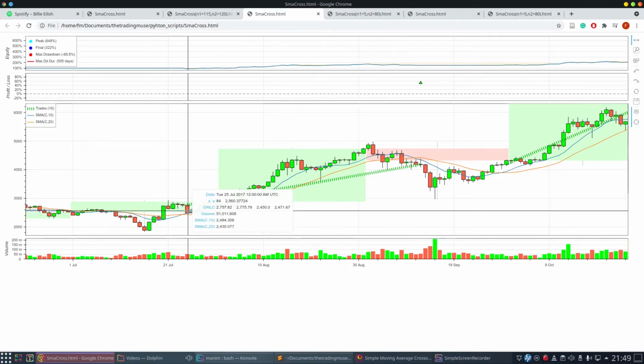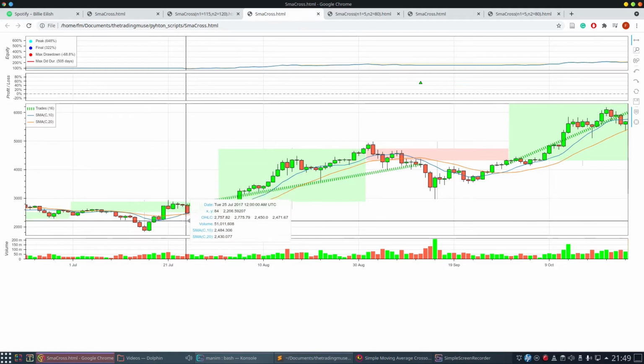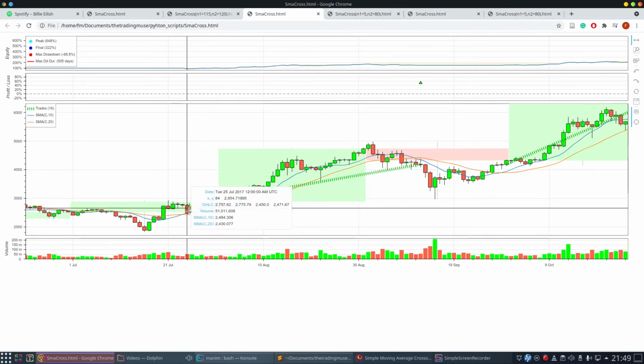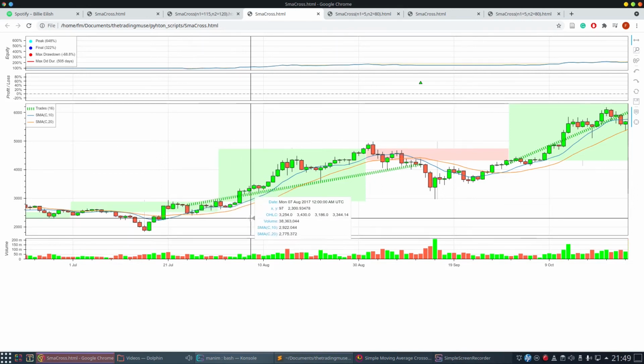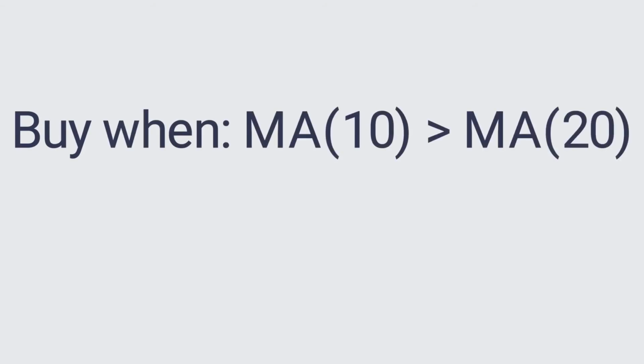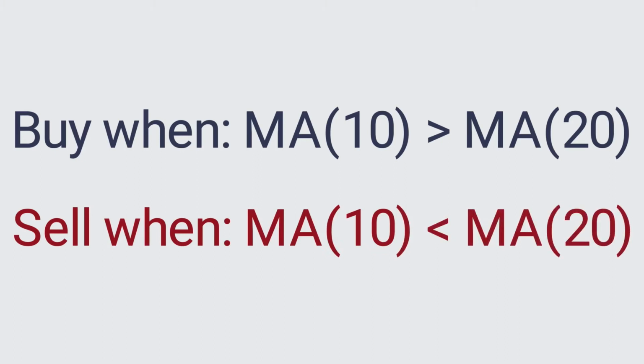So if MA10 crosses over MA20, it means that the price is gaining momentum. Then the 10-day prices are performing better than the 20-day prices. This is the entry signal. As long as MA10 is above MA20, we keep the position open. When the MA20 crosses over MA10, this is our exit signal, we close the position.